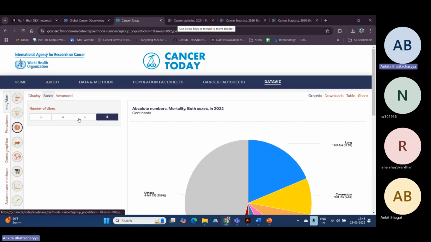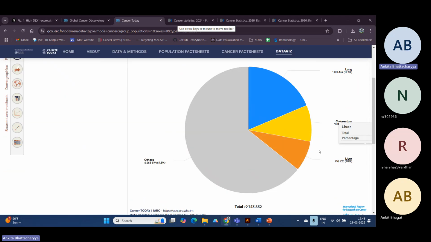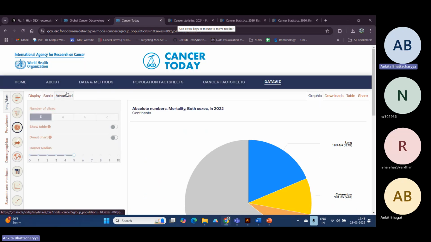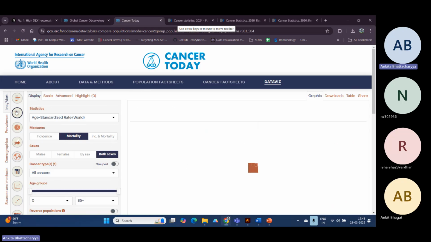You can also modify this with the number of slices. Say, for example, the cancer you're working on is lung cancer, so that you can highlight this a little better, that lung cancer is the most abundant cancer, has the highest incidence. Apart from that, these are just beautification purposes, but not really that relevant.